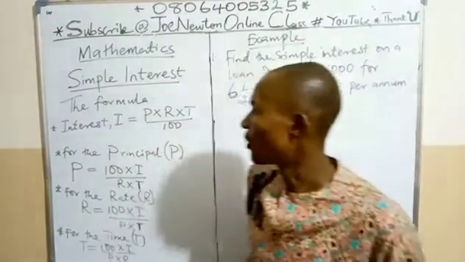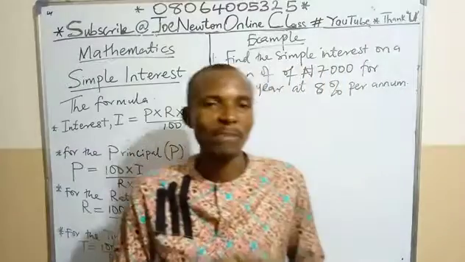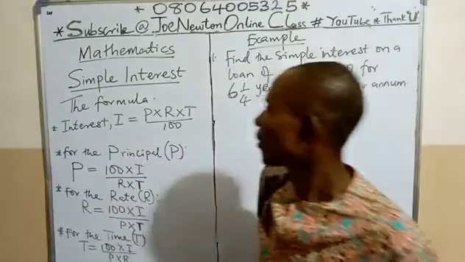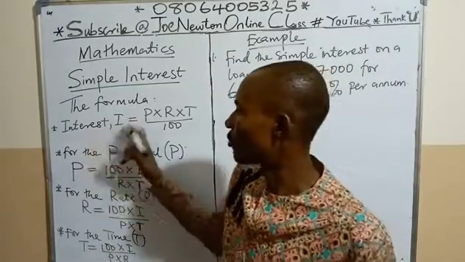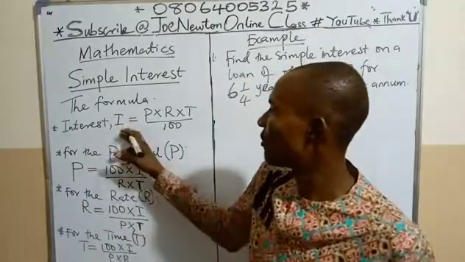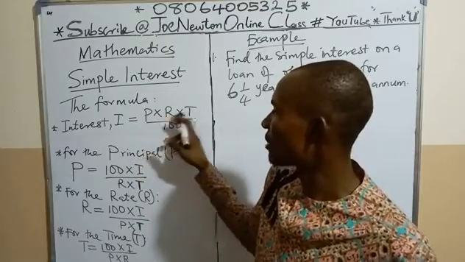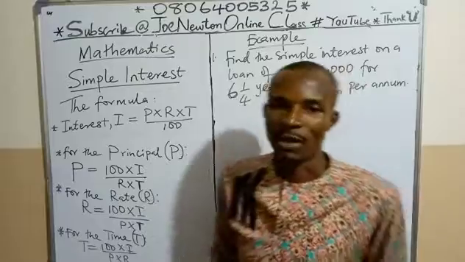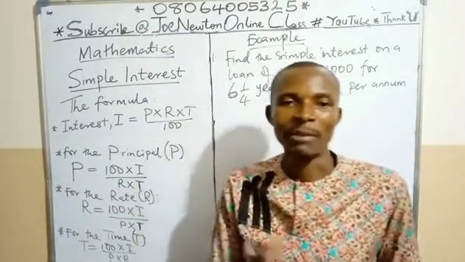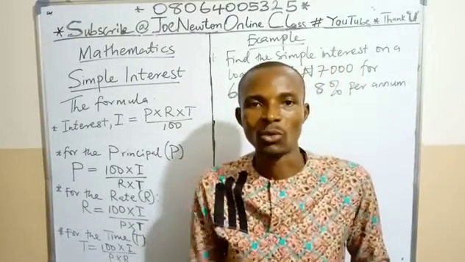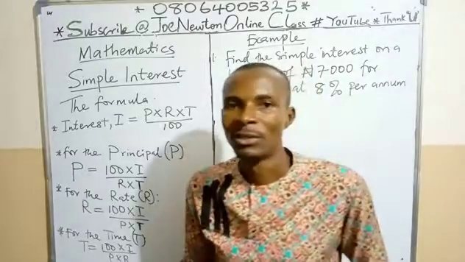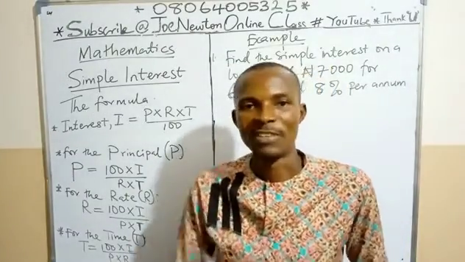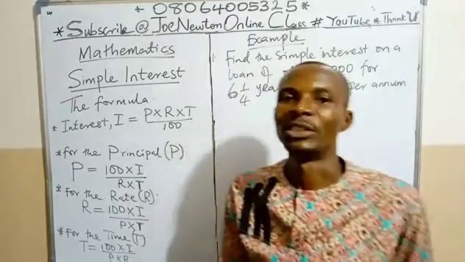In simple interest, we have a formula for calculating it. The formula for finding the simple interest is: Interest equals P times R times T over 100. This P is the principal. The principal is the capital, the actual amount you lent out or saved or invested, that you were expecting to get compensation or benefit or extra charge on.